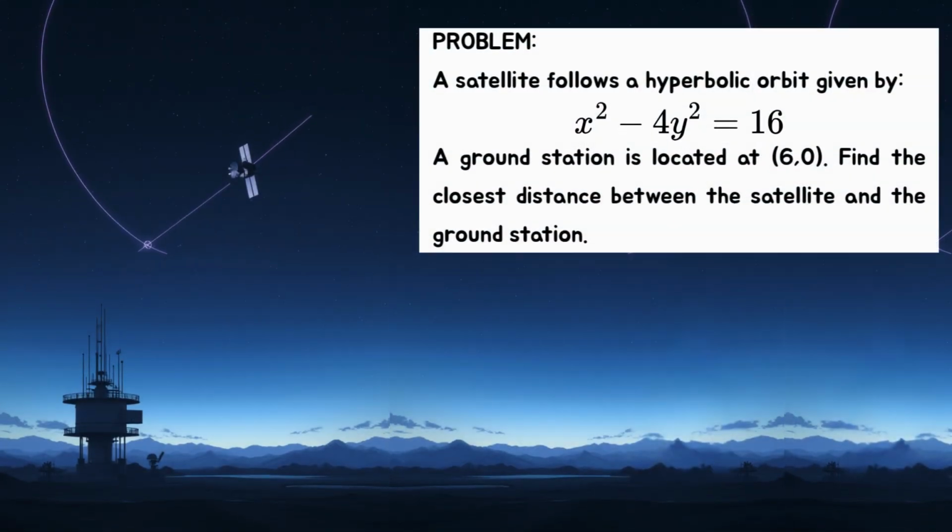So, from the video, a satellite follows a hyperbolic orbit given by x squared minus 4y squared equals 16. A ground station is located at (6, 0). We need to find the closest distance between the satellite and the ground station.